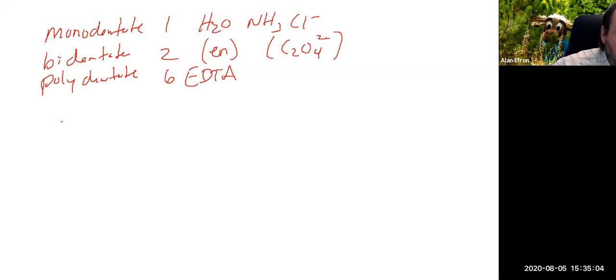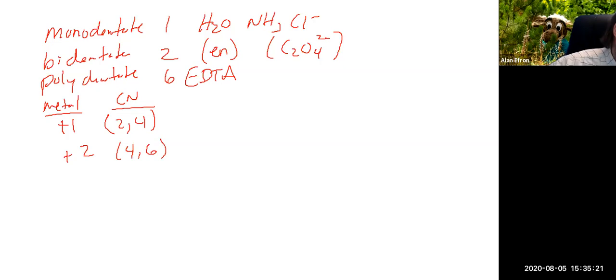Typically, metals with +1 charge will usually make complexes that have a coordination number of either 2 or 4. Metals with a +2 charge are typically going to be 4 or 6 in terms of their coordination number, and +3 a lot of times will be 6. Gold, for example, will typically do 4 in terms of its coordination number. So there's sort of a relationship between those.